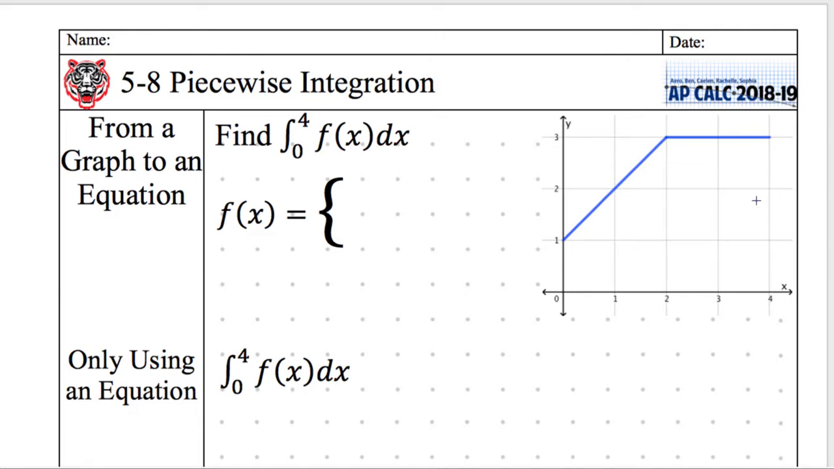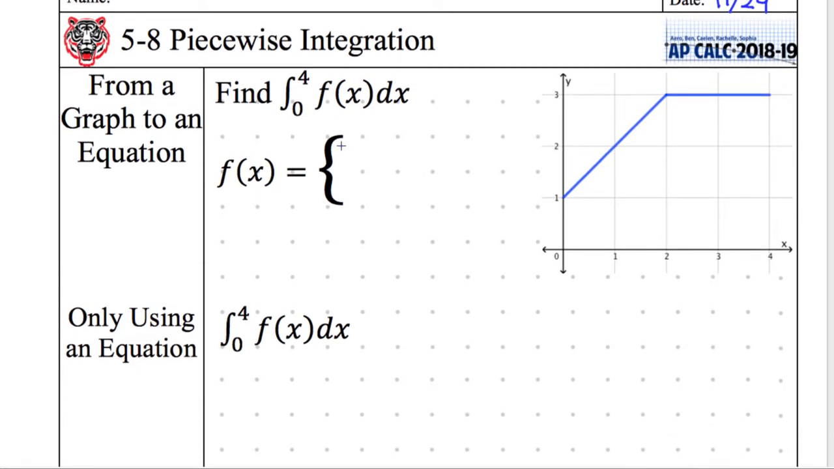Today is November 29th, 11/29. It is one day before Mr. Sindell's birthday.